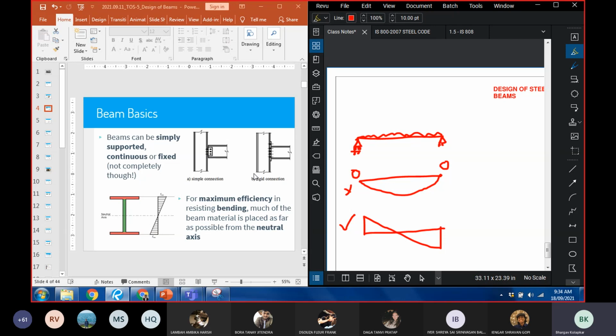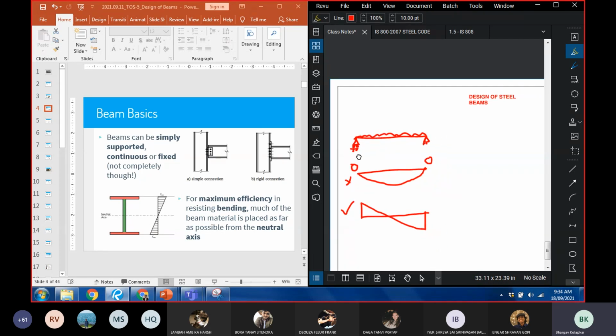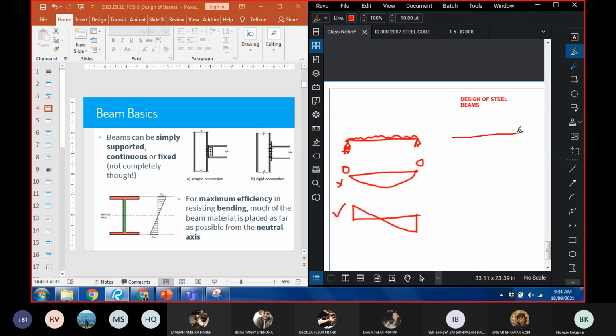On the other hand, if you look at a fixed support, this is a fixed support, with a UDL being applied, let us say. In this case, the bending moment diagram looks something like this.